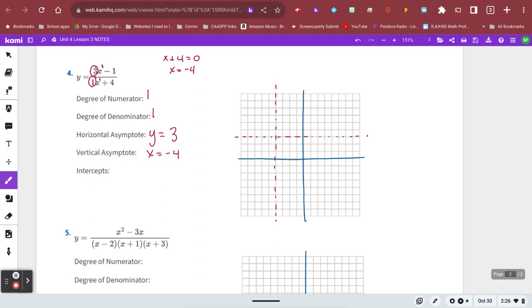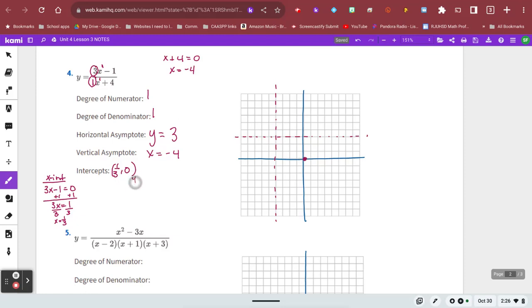Okay, now we're going to find the x-intercepts. Remember, for x-intercepts, we're going to take the numerator and set it equal to 0, and we're going to solve it. Add 1 to both sides, and then we're going to divide, and we get 1/3. So our x-intercept is (1/3, 0). So we're going to go 1/3, 0, about right there, close enough.